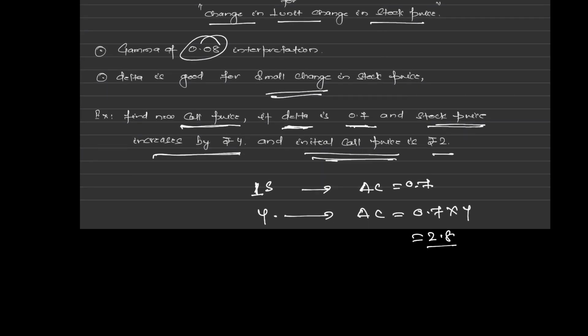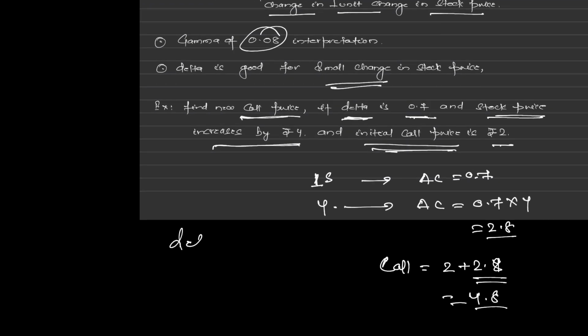Earlier, the initial call price was 2 rupees. Now the change in the stock price is of 4 rupees. So the new call premium would be initial plus the change, that is 2 plus 2.8, that is 4.8 rupees. So the new call premium is going to be 4.8 rupees. So I just did delta into change in stock price, which is actually the change in the call premium.